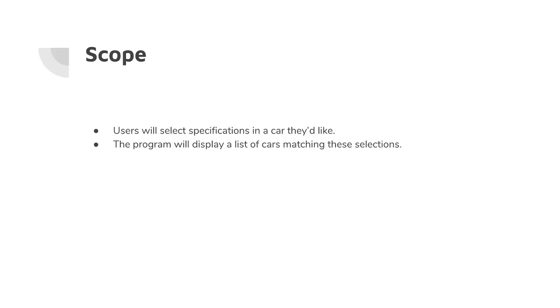The scope of my project is for users who will select specifications in a car they like, which I will demonstrate once I pull up my project. The program will display a list of cars matching these selections.